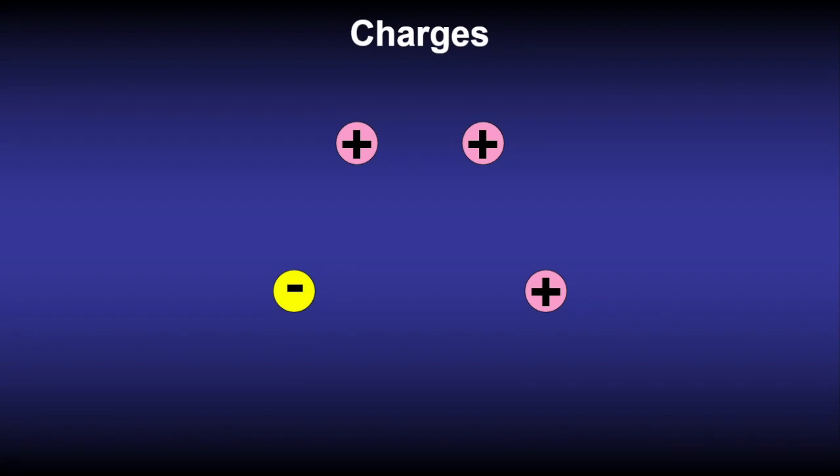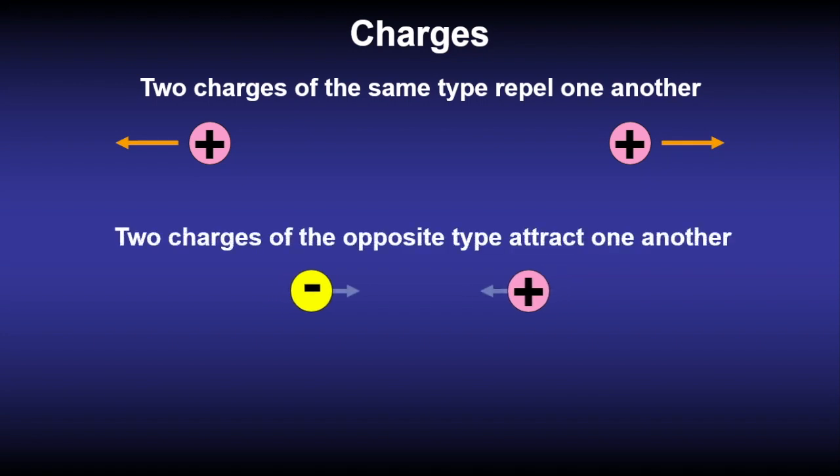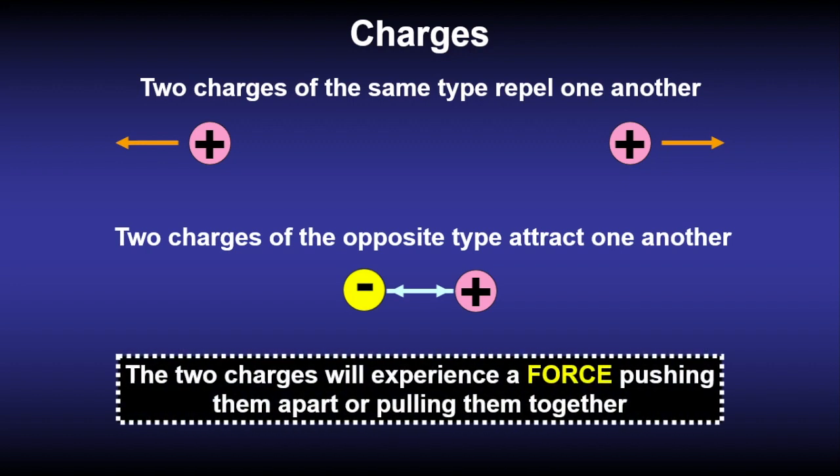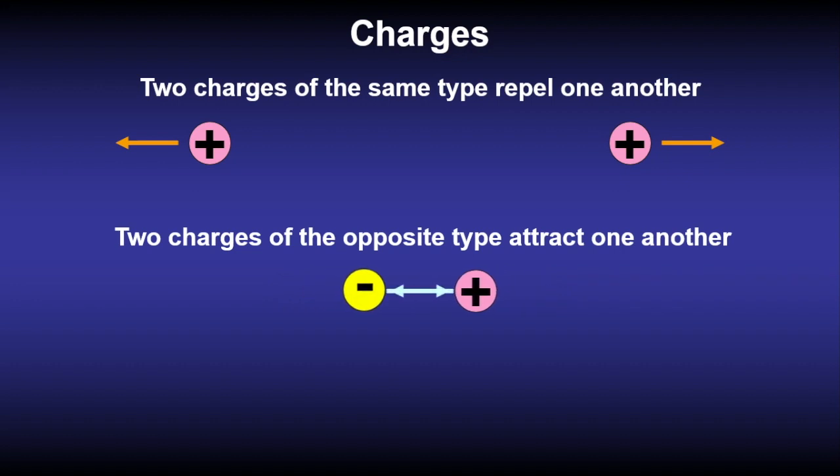So what I want to talk about first are charges, and we can see here that we have a few charges. We have two positive charges on top, and then a positive and negative charge on the bottom. And we know that two charges of the same type will repel one another, and two charges of the opposite type will attract one another. The two charges will experience a force pushing them apart or pulling them together. So again, we just saw that two positives pushed each other away and opposite charges pulled each other together.